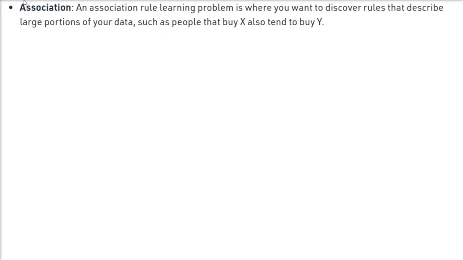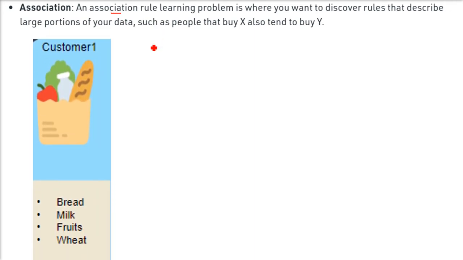Now the second category of unsupervised learning is association. This is association. So this association rule learning problem is where you want to discover rules that describe large portions of your data, such as people who buy X also tend to buy Y.